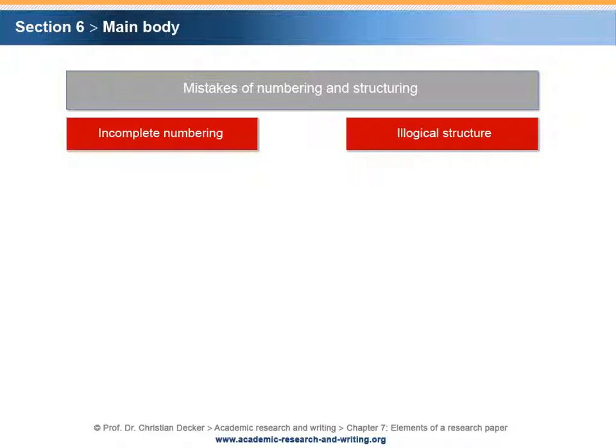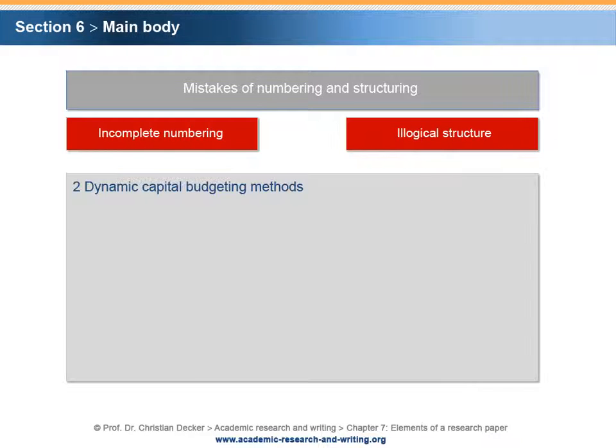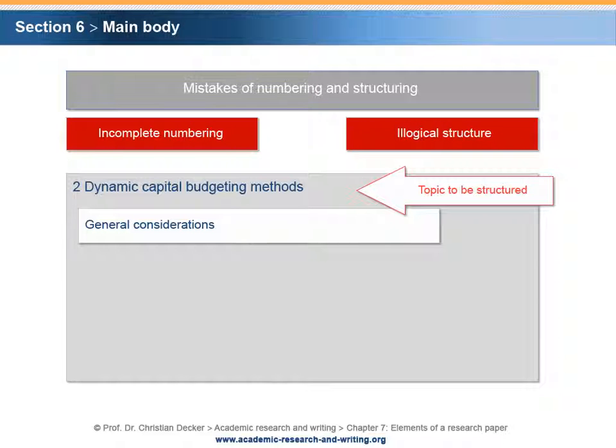The following graphic represents the structure of a chapter that forms part of the main body. The chapter is entitled 2 Dynamic Capital Budgeting Methods. The task is to structure this chapter. In the example, the chapter is structured in 4 sections. The first section addresses general considerations regarding dynamic capital budgeting methods. Mistake: it has no heading and is not numbered.